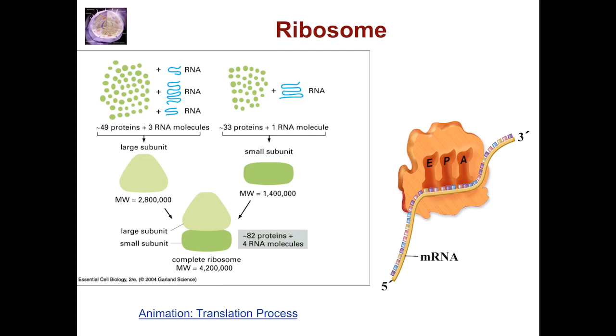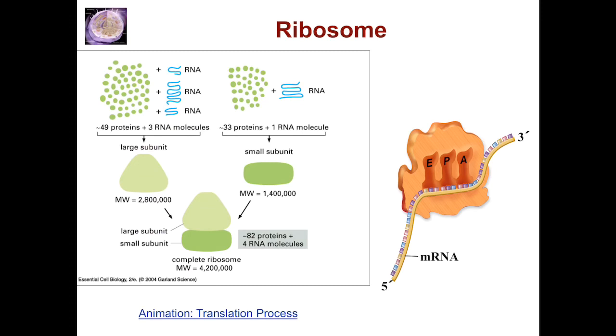So both prokaryotic and eukaryotic ribosomes are different in terms of size and how many proteins and how many RNAs are involved, but you just need to know that there's a large and a small subunit for this class.